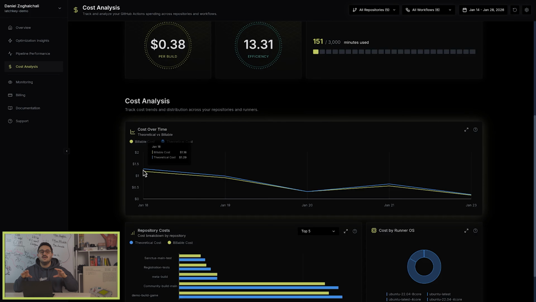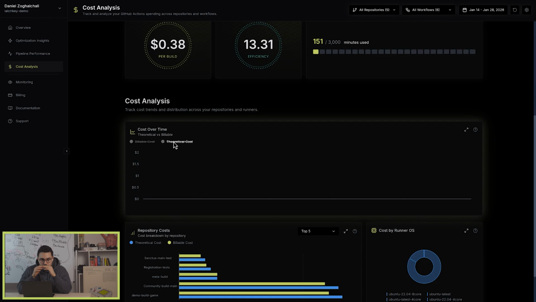The cost over time chart is particularly useful. It plots 2 lines: theoretical cost and billable cost. The gap between these lines represents your free tier savings. When the lines converge, it means you're running out of free minutes and starting to pay real money.